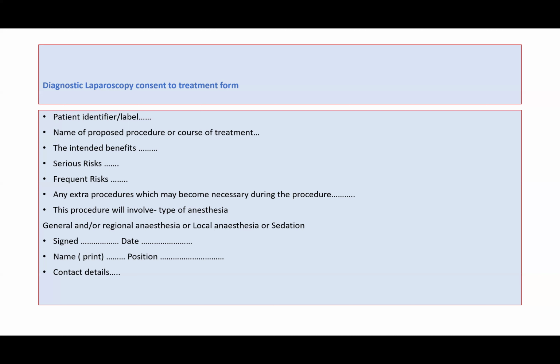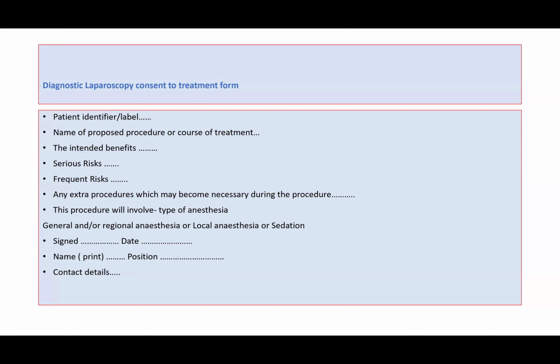So whatever the form, it will always be there. It is not that they will not give you the form. The format will be there. Okay, so here you will be signing, and date, name, print, your position, contact details. And if it is the new one, then it will mention the sign of the anesthetist and the sign of the clinician on the day of surgery. So the format is always given. It can be like serious risk and short-term risk. So you just have to go through that.